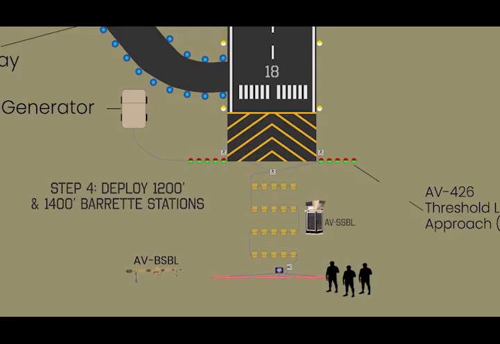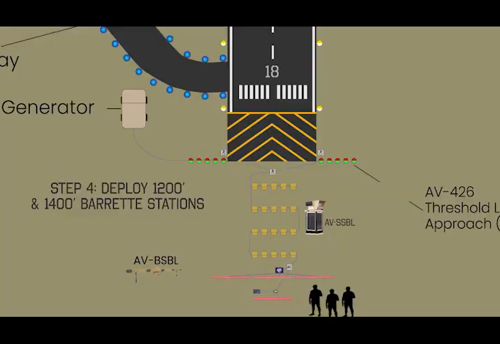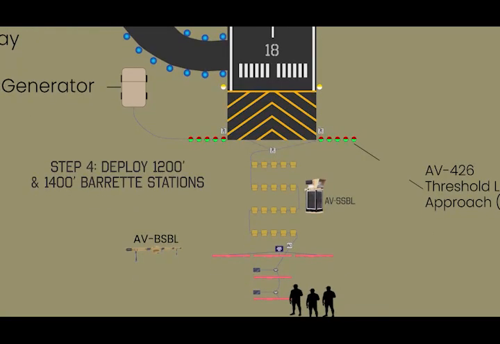Step 4. Deploy the 1,200 and 1,400-foot stations. At the 1,200-foot station, deploy 1 barrette and 1 small battery box. Connect them with the DC cable and attach the 100-watt solar panel to the battery box. Repeat this same single barrette setup at the 1400-foot station: 1 barrette, 1 small battery box, DC connection, and solar panel.